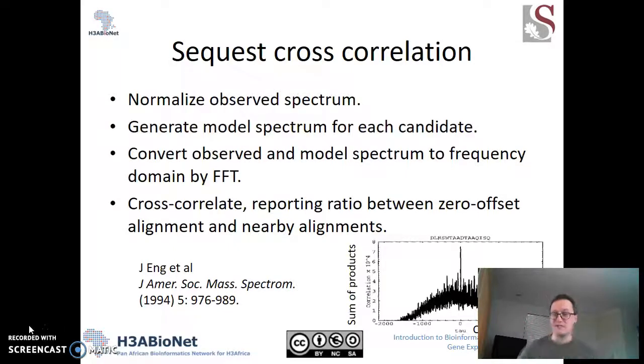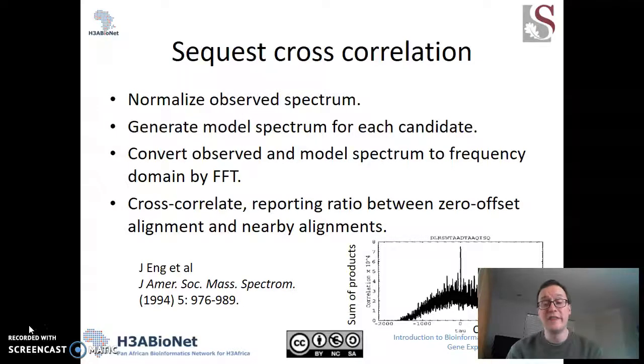Now at the bottom right of the slide, you can see that there's a spike right at 0. So when there's no offset in their mass values, that means that an ion we projected at 500 matches to an ion that was observed at 500. So what we see is that when the correct sequence is compared to the spectrum, we have a much better alignment at 0 offset than we do when we have just a very slight offset in either direction.